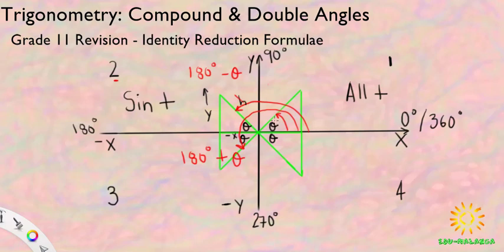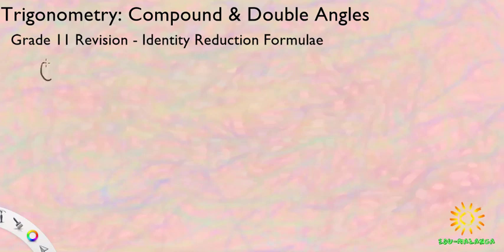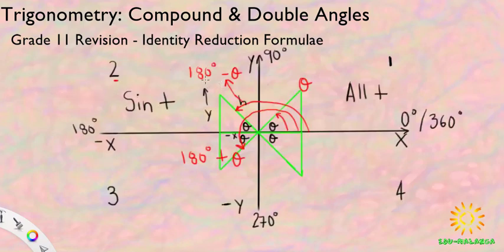In this quadrant, our angle will simply be theta. So now that we have that, let's derive the reduction formula for the third quadrant. We'll again write down quadrant 3 so that we know what we're looking at for this quadrant. And let's start with sine.